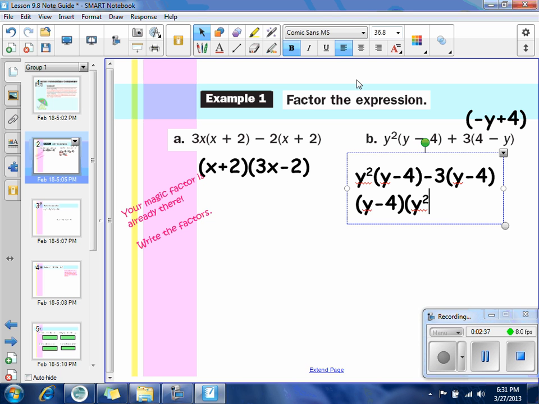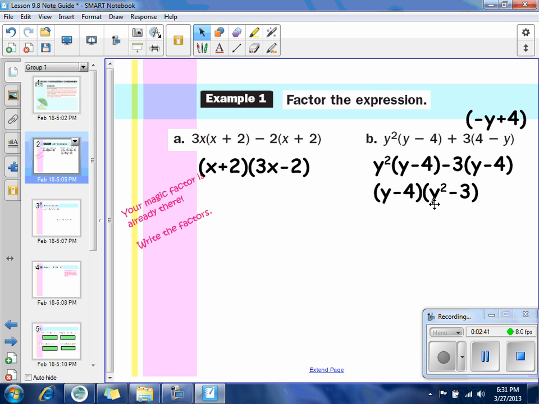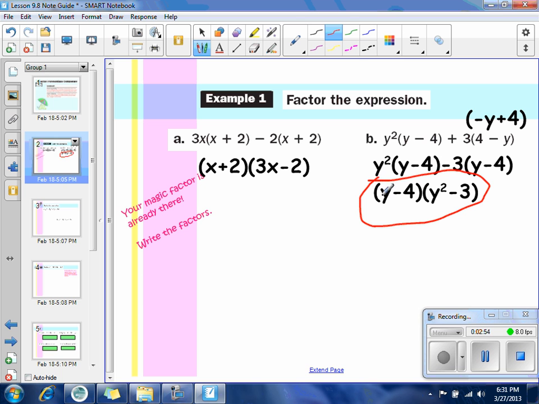Oh, buddy. Minus 3. Now, yesterday, or in 9-7, we started talking about a difference of squares. This is y squared minus something. But this is squared and this is not. So I can't do my really cool, awesome trick that I learned in 9-7. This right here is your final answer. Y minus 4 times y squared minus 3.